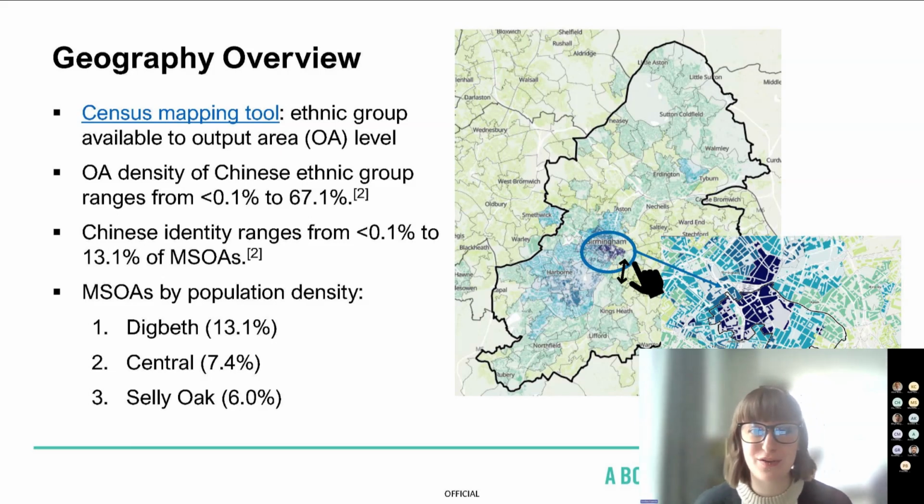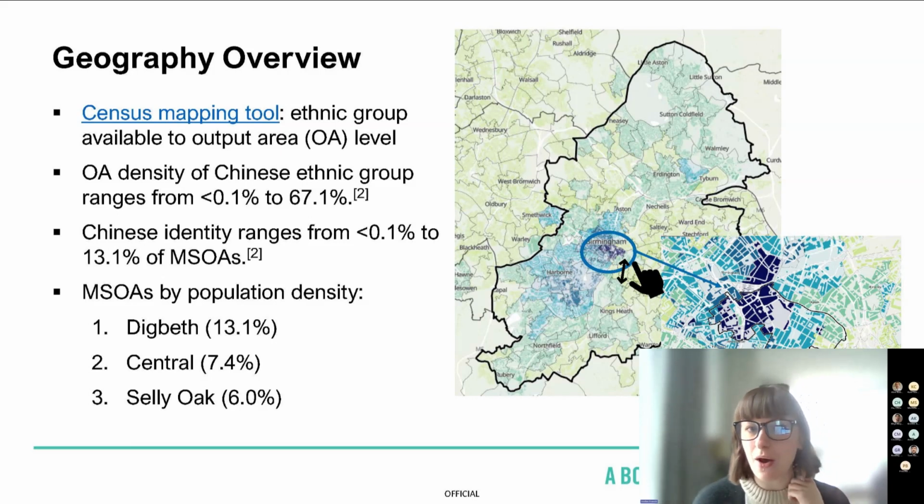Now, the census mapping tool, if you've not used it before, I'd highly recommend having a play around. It's really useful to have a look at. For ethnic group, you can look as small down as output area level, which is really small neighbourhoods consisting of around 300 residents. Across Birmingham, the population density of the Chinese population varies significantly. In some areas of the city, less than 0.1% of the population is Chinese, but in some of these small output areas, two thirds of the population are Chinese. So there are pockets of high population density, primarily in the centre and the south of Birmingham.